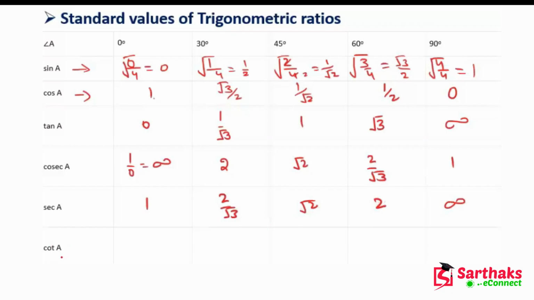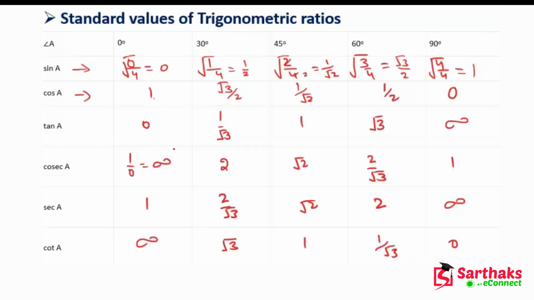Now let's find the value of cot A. Cot A is 1 upon tan A. So this is infinity. And here is 1 upon root 3, which means this is root 3. This is 1, and this is 1 upon root 3. And cot 90 is what? Cot 90 is 0. I hope you get this point.